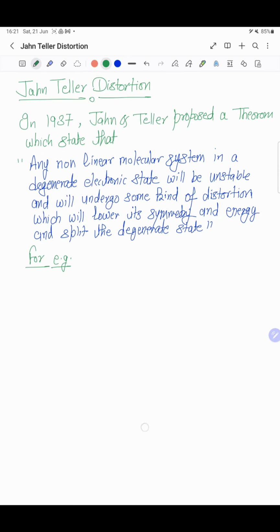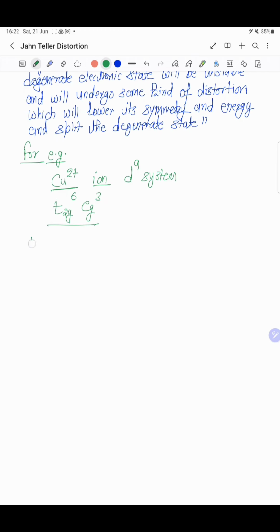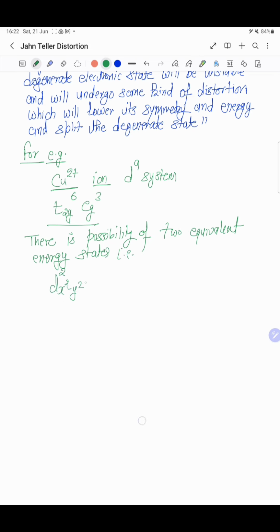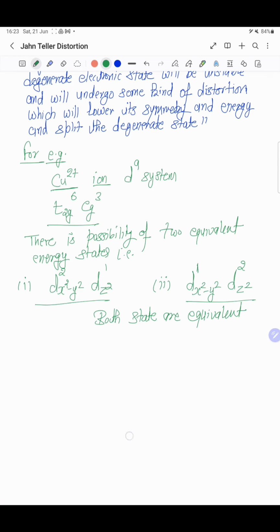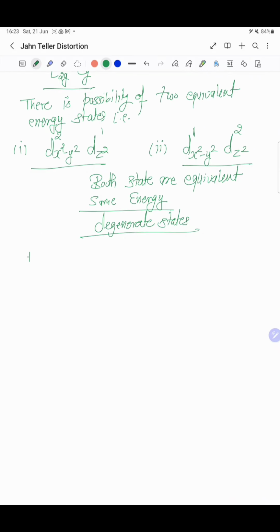For example, if we take the example of Cu2+, which is a d9 system, here we see that t2g is filled with 6 electrons and eg is filled with 3 electrons. There is a possibility of two equivalent energy states. In one there are 2 electrons in dx²-y² and 1 electron in dz², and in the second there is 1 electron in dx²-y² and 2 electrons in dz². Both are energy equivalents.